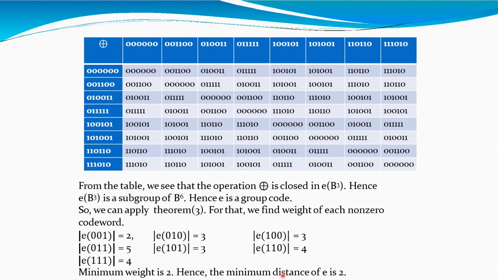So without actually finding distances between distinct pairs of code words, here we have calculated the minimum distance. When the encoding function is defined on B2, we get only 6 pairs, but here the number of pairs will be very large, so that job would be very lengthy. Instead of that, here we have shown that E is a group code, and using that theorem we directly calculated the minimum weight of a non-zero code word, which is coming 2. So this is the minimum distance of encoding function E.